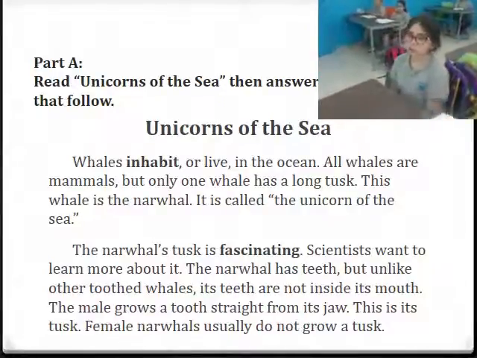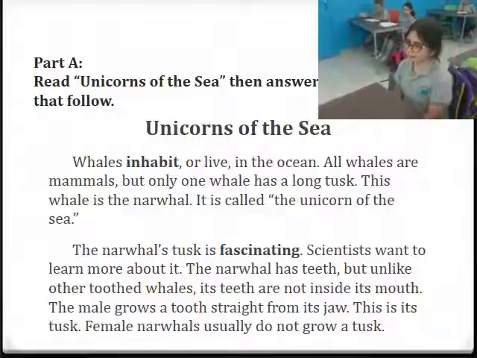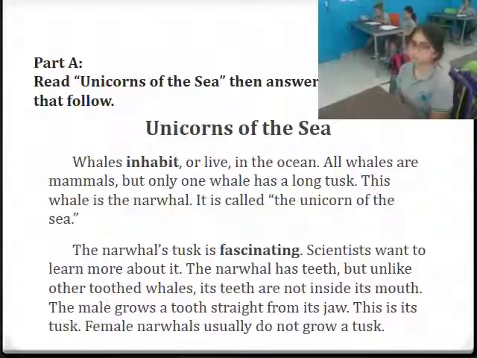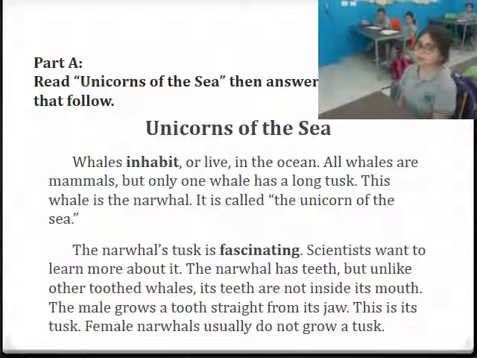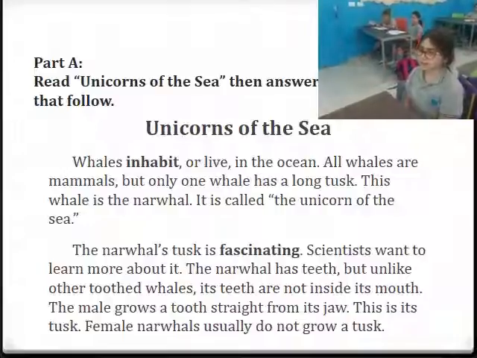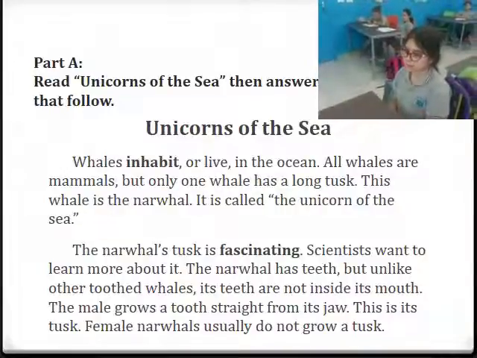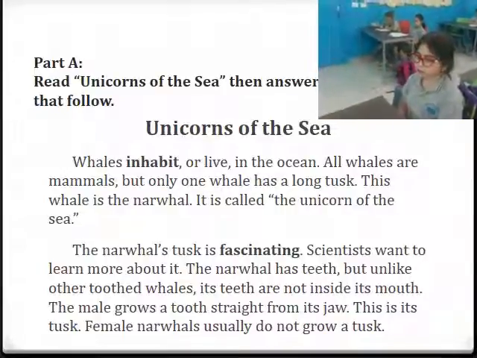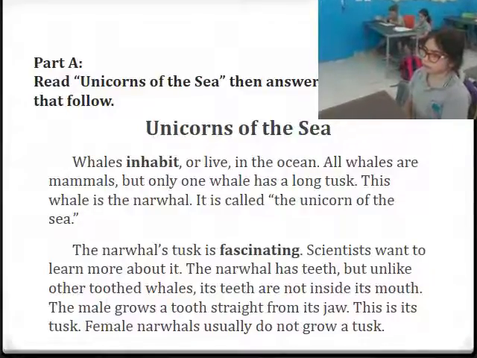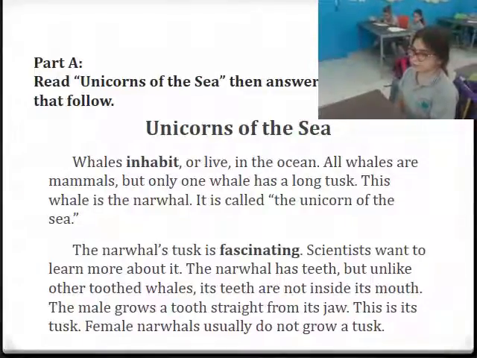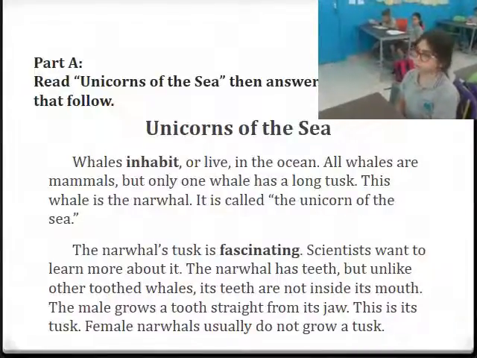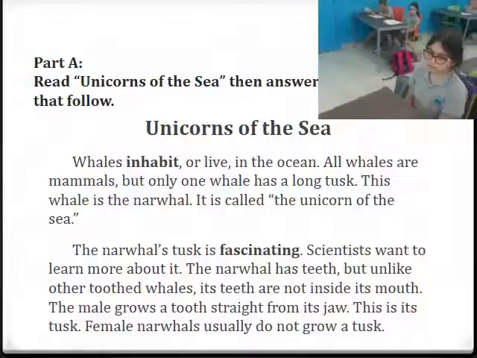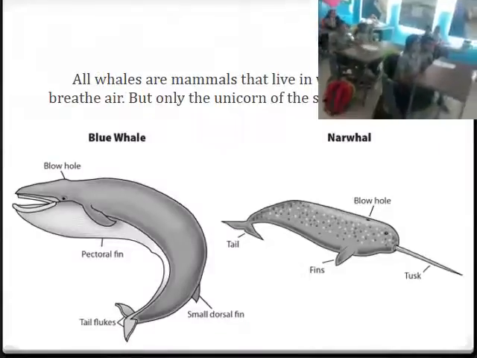The narwhal's tusk is fascinating. Scientists want to learn more about it. The narwhal has teeth, but unlike other toothed whales, its teeth are not inside its mouth. The male grows a tooth straight from its jaw. This is its tusk. Female narwhals usually do not grow a tusk. Very good. Now let's continue reading the passage.